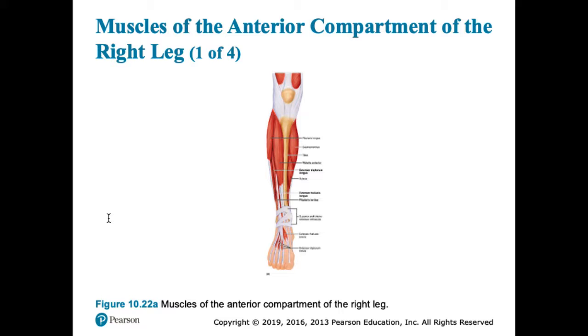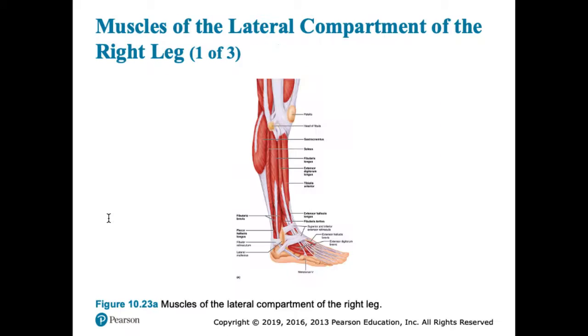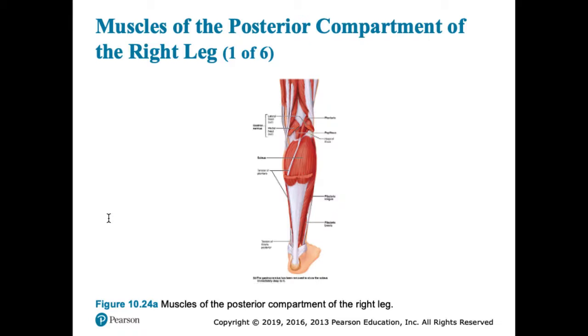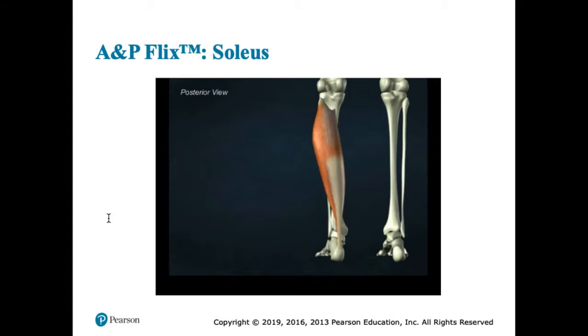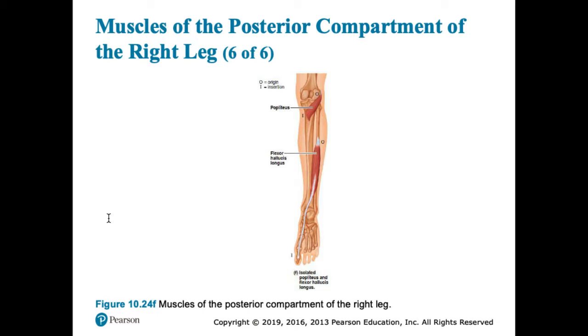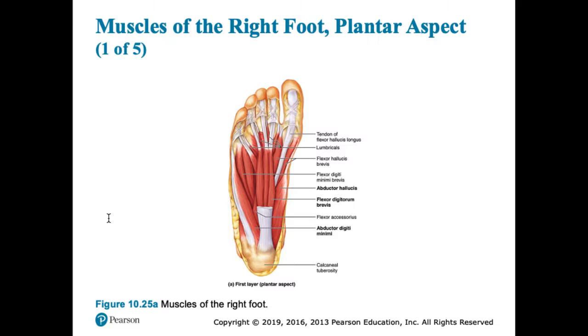And then, of course, the compartments of the right leg. You can see each layer here and each muscle associated that you need to know from there. Muscles of the lateral compartment of the right leg, you can see associated there, and making sure you're memorizing each of those. The posterior compartment is located here. And then, of course, each one of those. So making sure that you're going through and memorizing these.